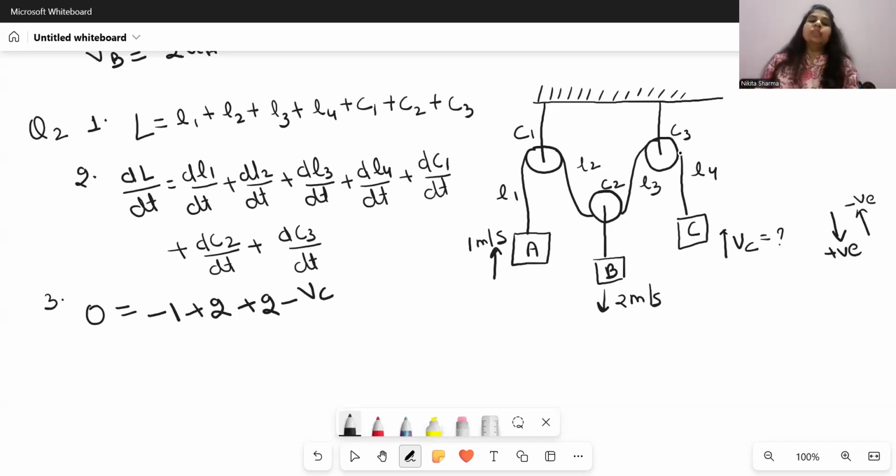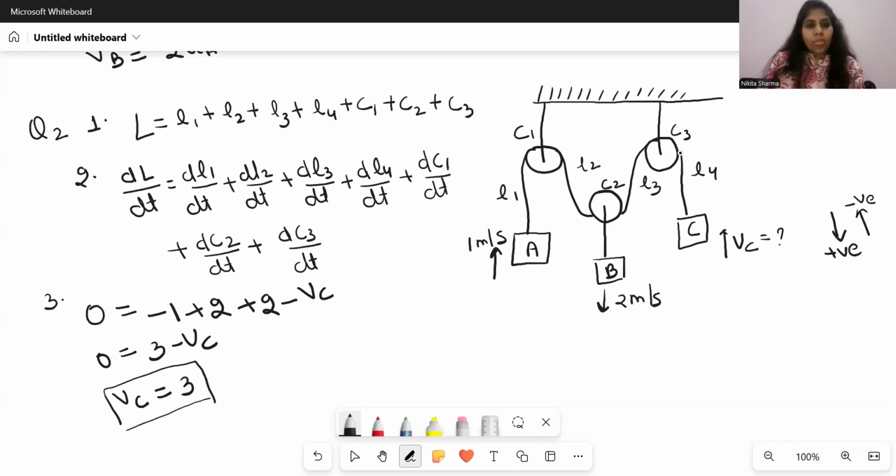Okay. We will simply solve this equation now. 2 plus 2, 4. 4 minus 1, 3. That means 0 is equals to 3 minus VC. So from here, I can conclude that VC is equals to 3 meter per second. It will be 3 meter per second. Unit is always meter per second. Okay, so these two numericals I have solved based on the constraint motion pulley problems.